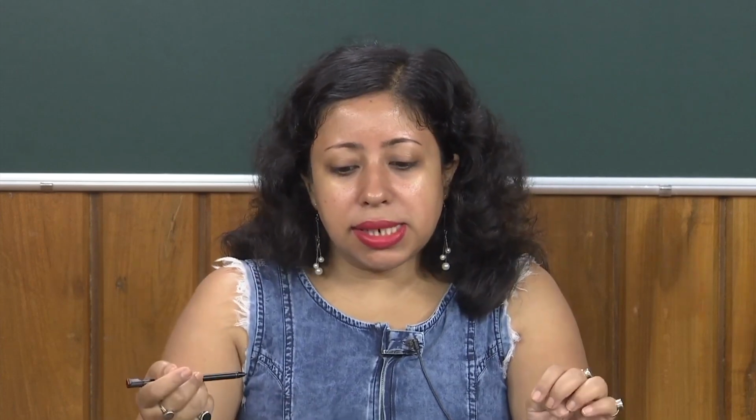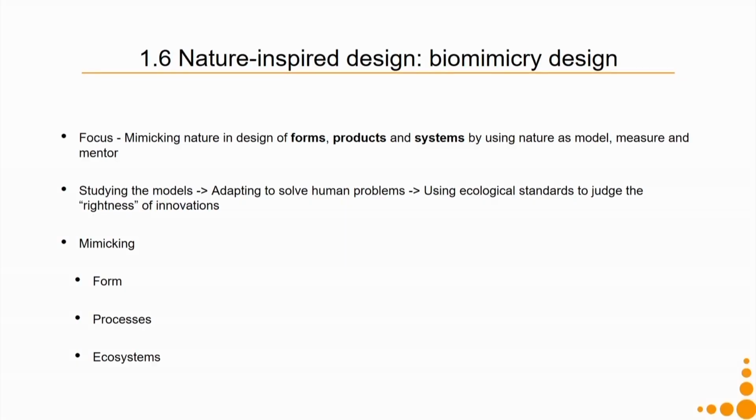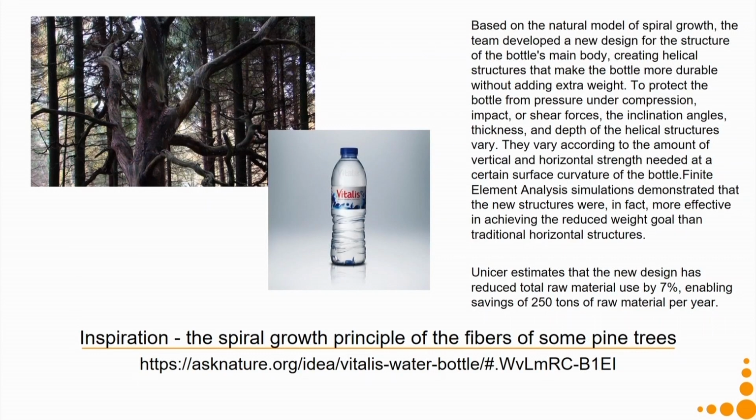Then comes the nature inspired design or biomimicry design, wherein you can mimic in terms of form, products and systems. Like I told you in the first example, the green design example, you can produce corrugations in your bottle and as a result it will help you to strengthen the bottle, and you can have thinner wall thickness for the plastic material used. So, you use lesser plastic material.